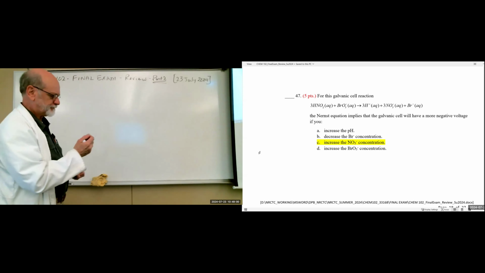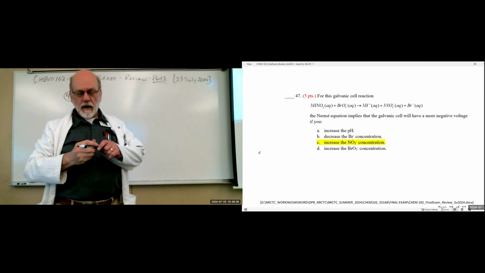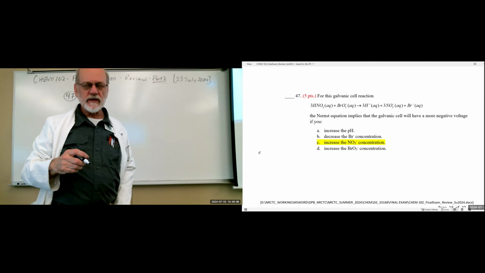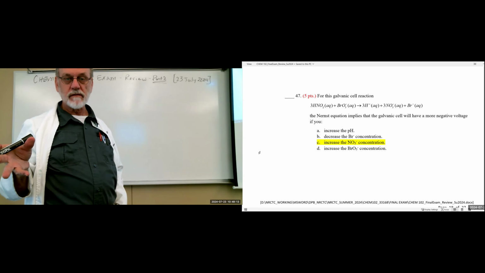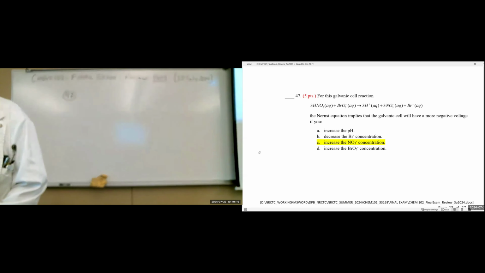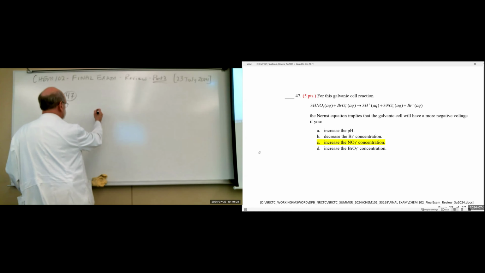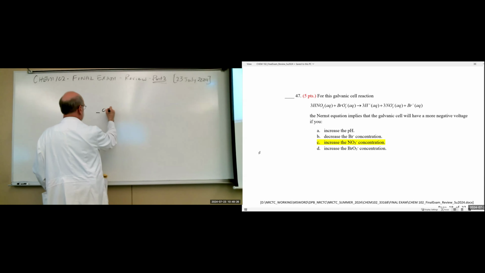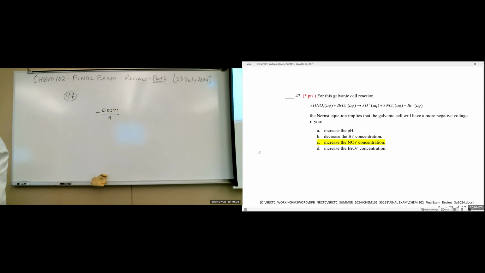Okay, 47. For this galvanic cell, the Nernst equation implies that the galvanic cell will have a more negative voltage if you... Okay, so you need to get the Nernst equation and look at that one, which is 0.05 over n, I do believe. And yes, log Q.